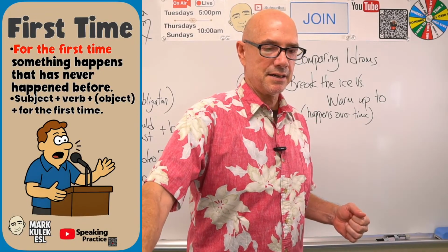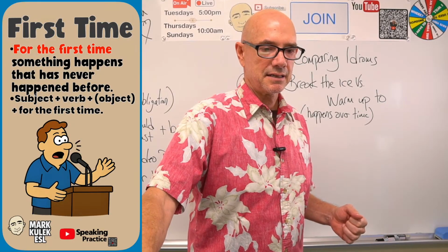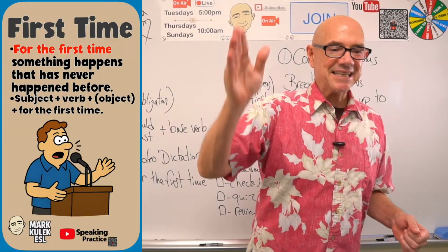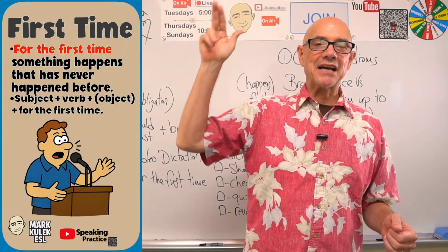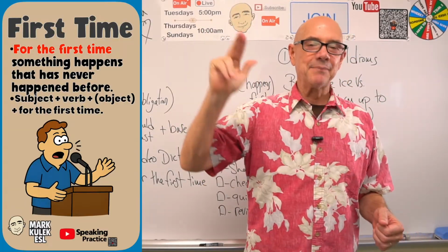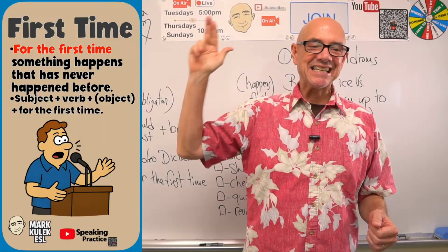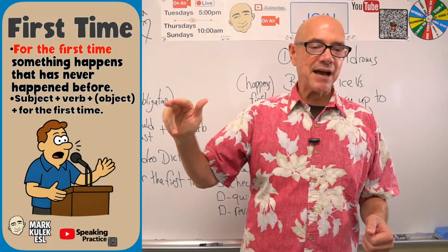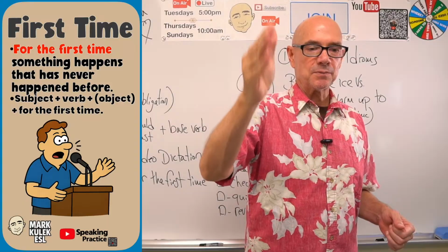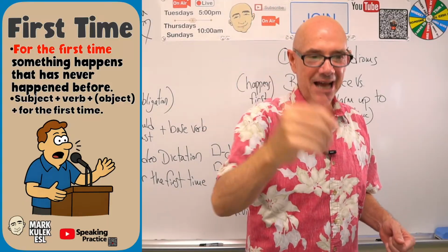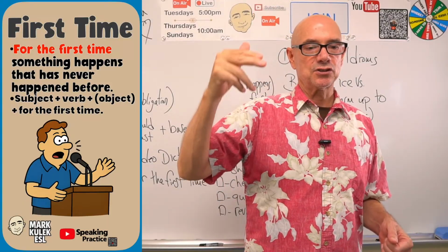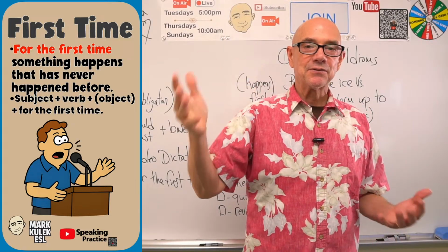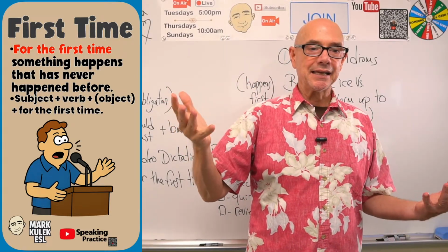Okay, there it is. So for the first time, something happens that has never happened before. One more time. Something happens that has never happened before. Our pattern is subject, verb, plus object, the thing, the noun, plus for the first time.